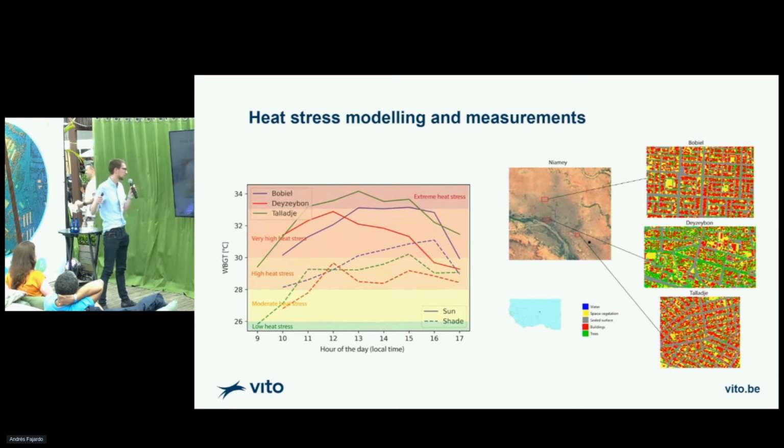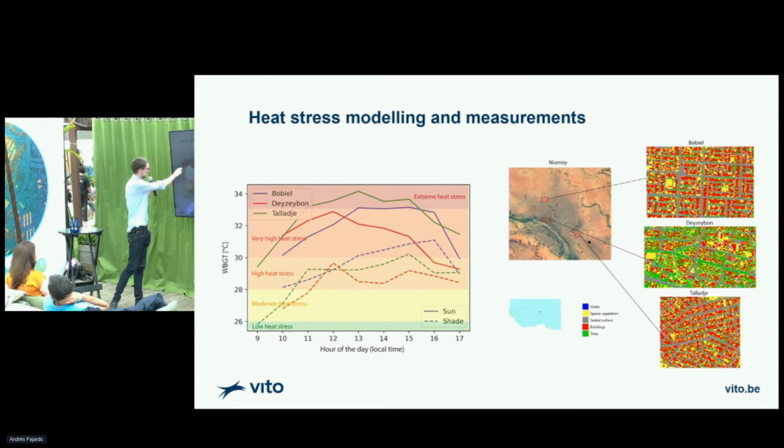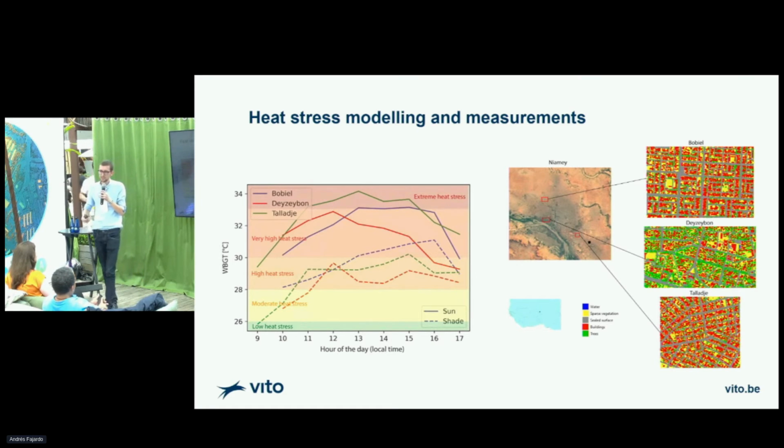And even at the end of the afternoon, the city quarter that had the most green has less heat stress in the sun than the other quarters in the shade. So that really gives an idea of what this cooling effect of urban vegetation can do and can mean for the people that are living there.